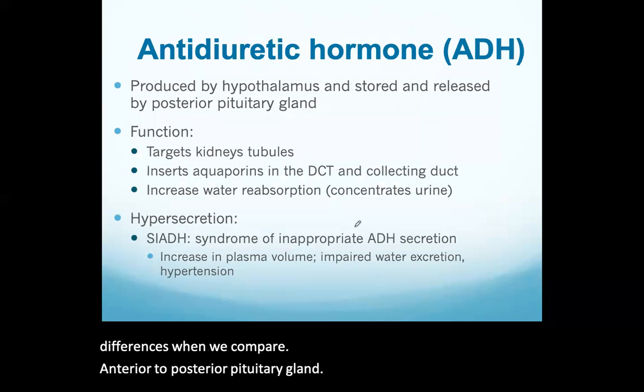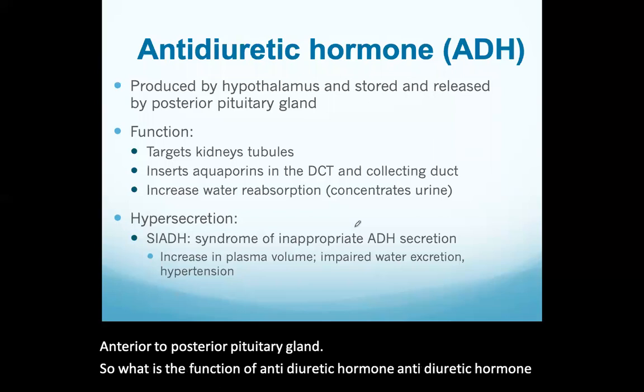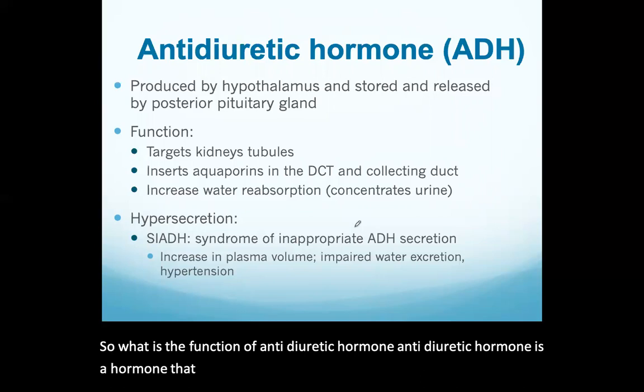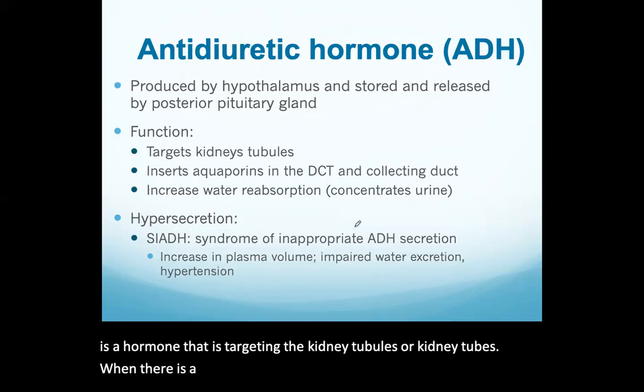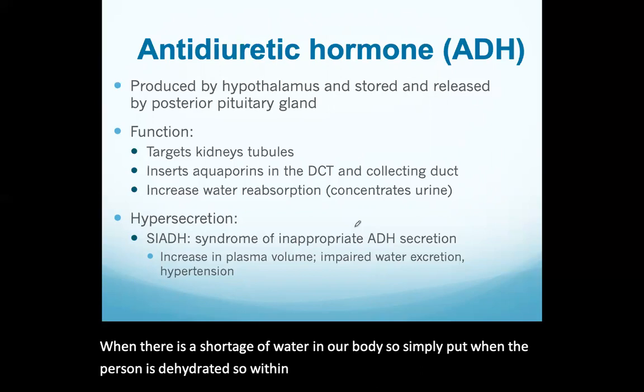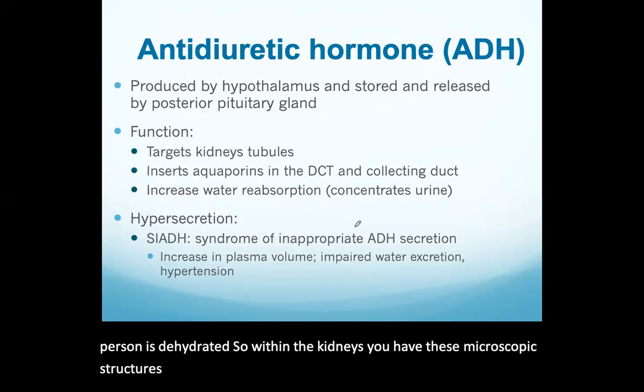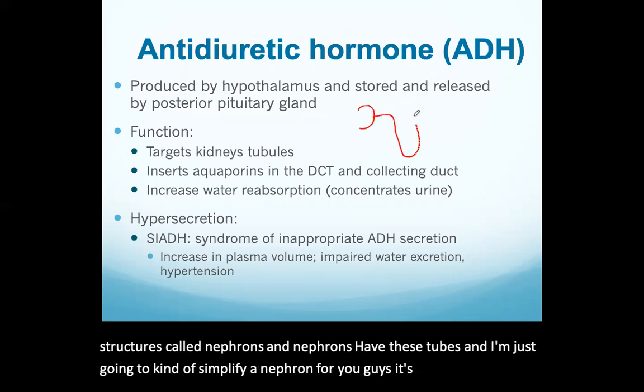So what is the function of antidiuretic hormone? Antidiuretic hormone targets the kidney tubules, or kidney tubes, when there is a shortage of water in our body. Simply put, when the person is dehydrated. Within the kidneys, you have these microscopic structures called nephrons. Nephrons have these tubes, and I'm just going to simplify a nephron for you guys. It's basically something similar to this.